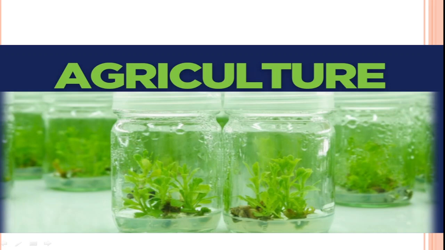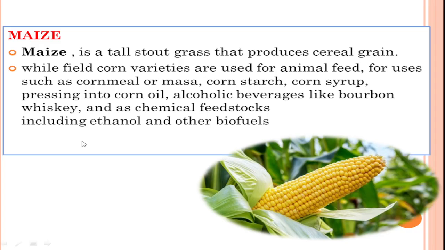Now we will discuss agriculture section. Maize is a tall stout grass that produces cereal grain. You have to remember that it is a stout grass. It can be used for animal feed and making corn starch, corn syrup, corn oil, alcoholic beverages, and chemical feedstocks, and including ethanol making, which can be classified as biofuels.